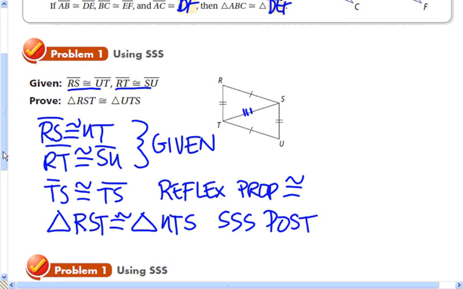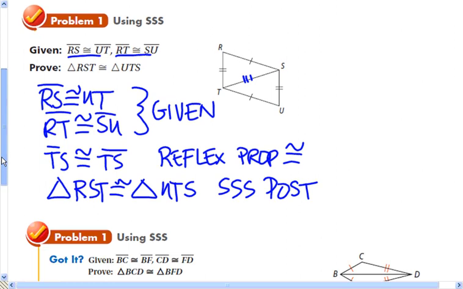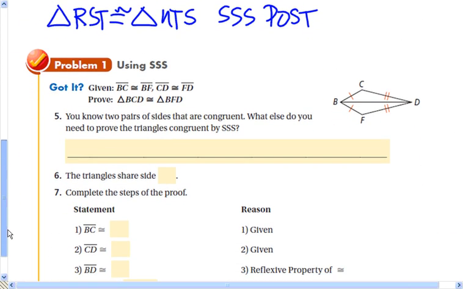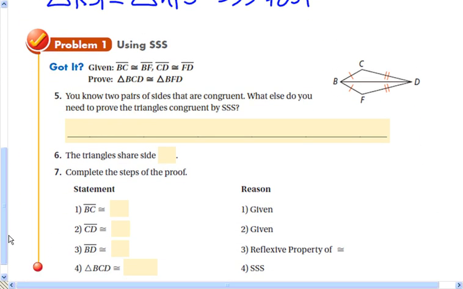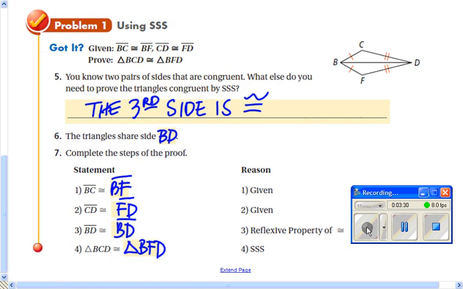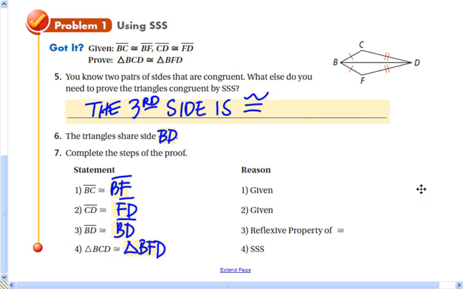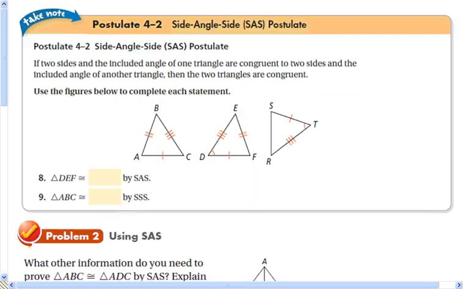Okay, again, go ahead and pause here. Try and do problem 1, and then check back for the answers. All right, here's your answers. Check your work, and we'll move on to the next postulate.